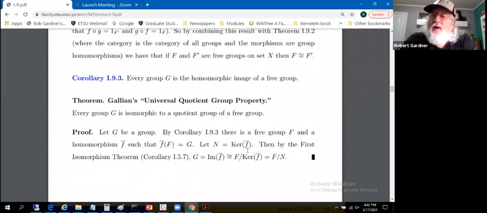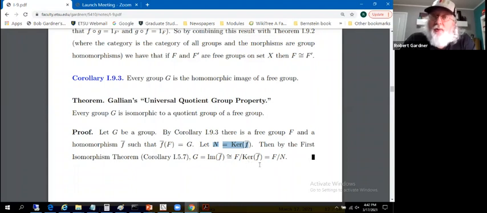All right. The first isomorphism theorem told us, when you have a homomorphism mapping one group to another, the image of that homomorphism is isomorphic to the input group mod the kernel of that homomorphism. First isomorphism theorem. I told you we get a lot of mileage out of that one. But the image of F bar is G. We know that from the corollary. The kernel of F bar, we've simply denoted as N. So we can write that as F mod N.